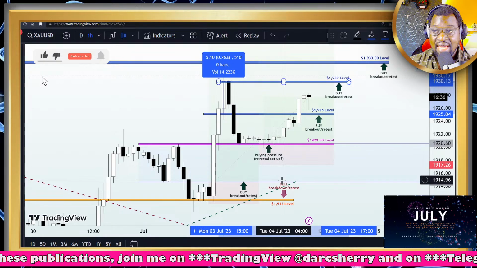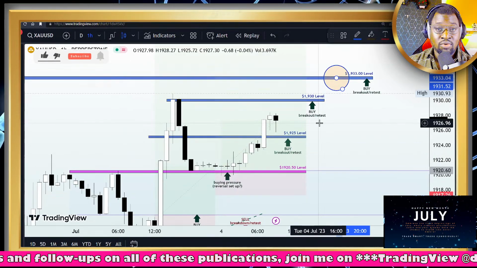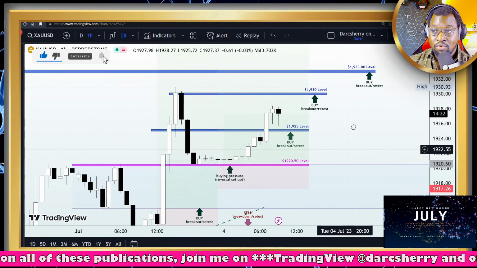So we still hold on to a bullish bias on the XAU USD for today. As long as price remains above that 1,920 level, we remain bullish. Now, to make things a little bit easier for us to manage our trade on this commodity, we want to identify a trend line which we are going to be using to guide our trading activities going forward.